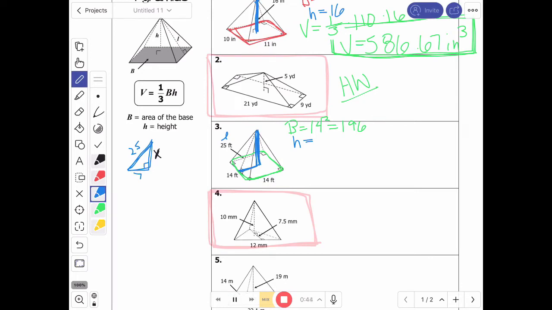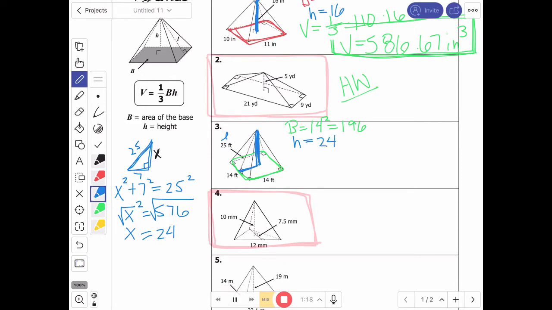And again, that's a right triangle, so I'm going to use the Pythagorean theorem, and I'd have x squared plus 7 squared equals 25 squared. Subtracting 7 squared from 25 squared, I would get x squared equals 576. And then you simply take the square root of both sides to get x equals 24. So I know the height of this pyramid is 24.